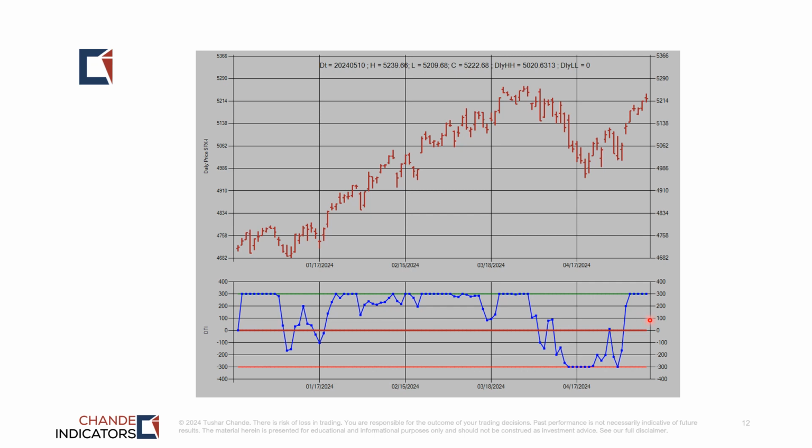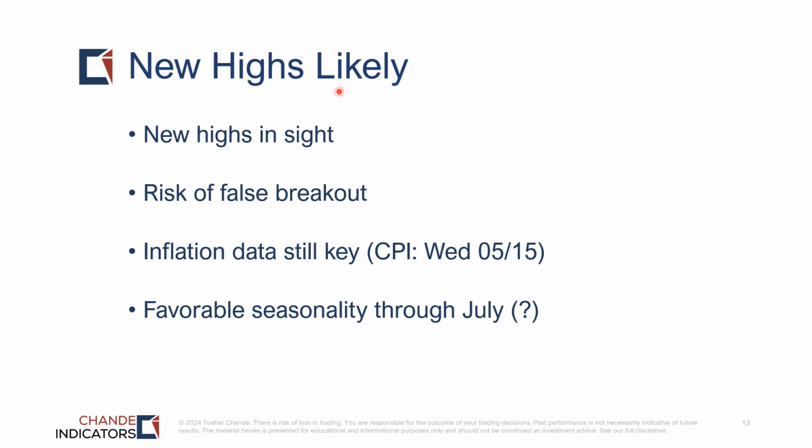Generally, readings above, say, plus 200 would occur during uptrends. So see, during the uptrend, we are more or less above 200 for most of the time. This is a relatively sensitive indicator, so you see it bouncing around quite a bit, but it's encouraging to see it at plus 300. So looking ahead, new highs are likely. New highs are in sight.